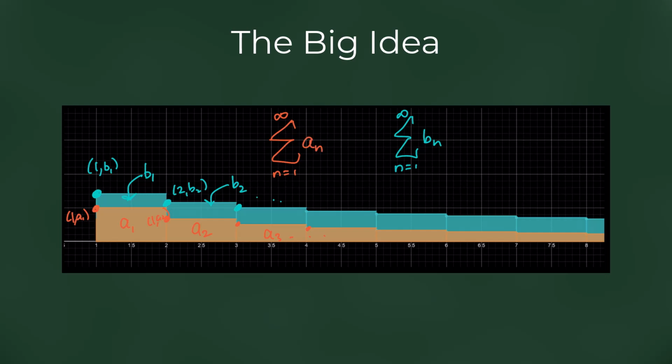Now we notice that for all of our values here, our a sub n was less than or equal to b sub n. That generates an inequality for the areas. Then we can see that the orange area is smaller than or equal to the blue area. This is going to form the basis for our comparison test.